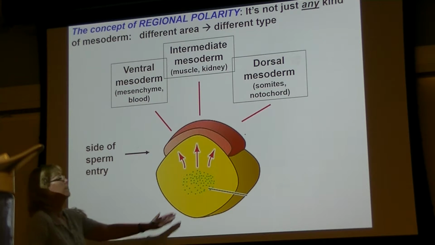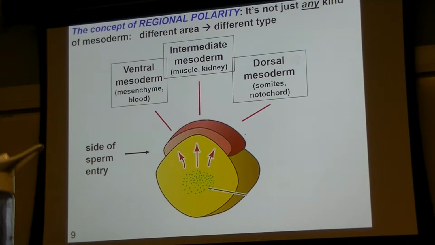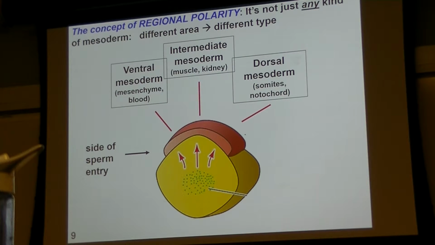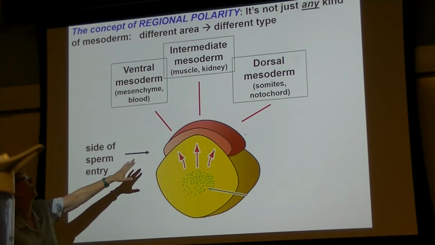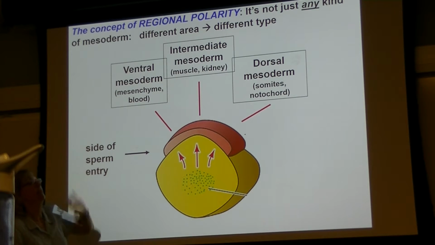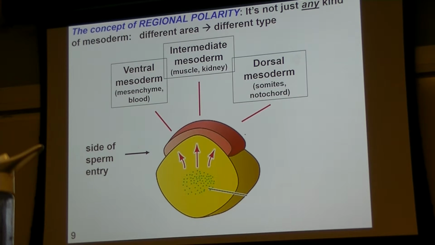If we look more in the middle, then that mesoderm was definitely still mesoderm, but was more intermediate. And these had fates such as organs that you might find in the middle of the body, muscle that you find in the middle of the body. And then over here, where way back when the sperm had fertilized, on that side the mesoderm was more ventral in character. And you would find things like blood and mesenchyme tissues that you normally see on the ventral side.